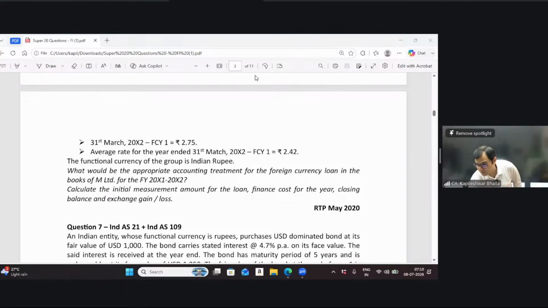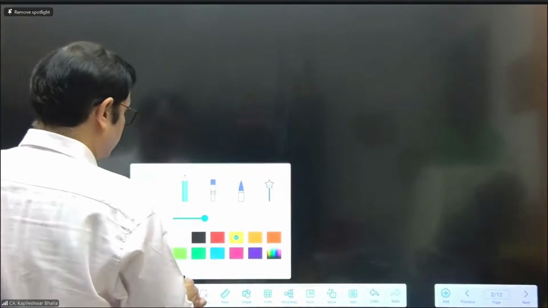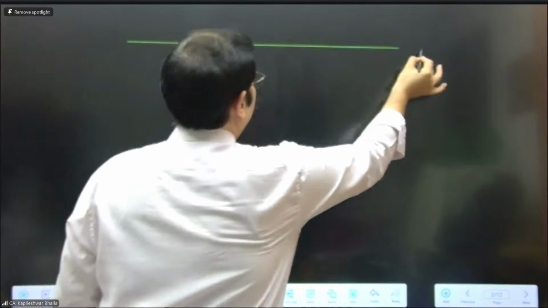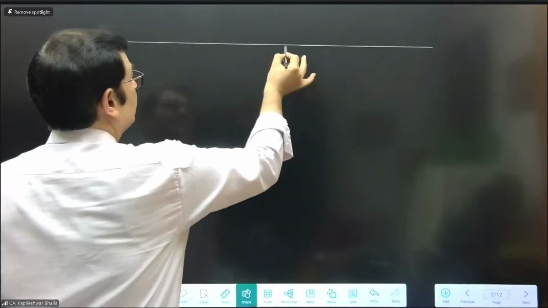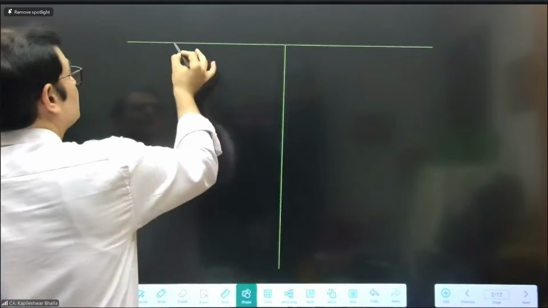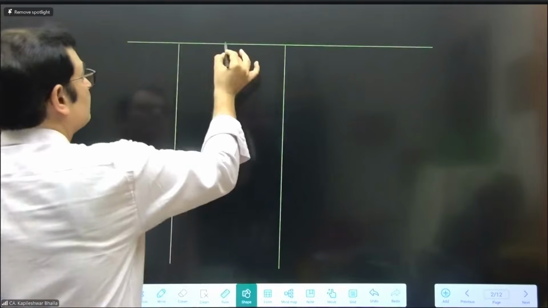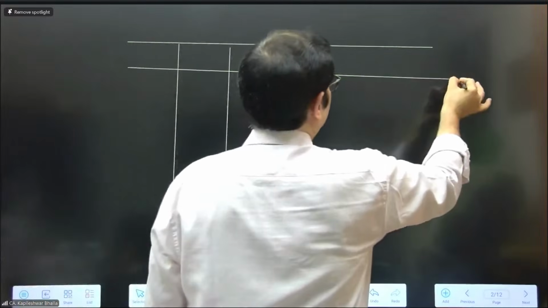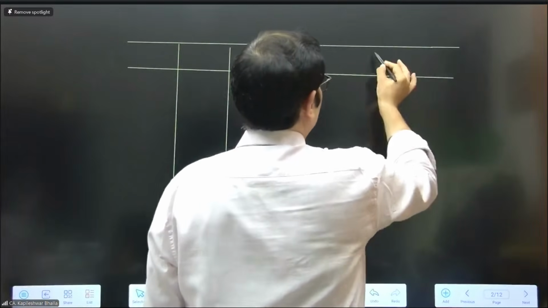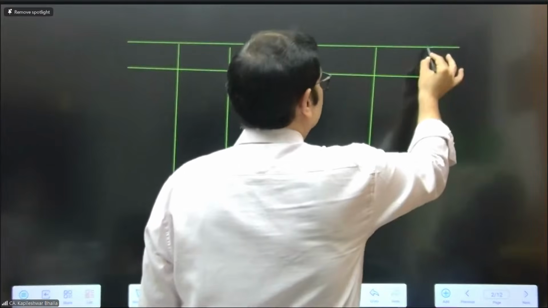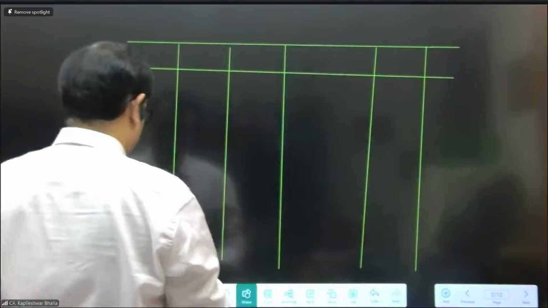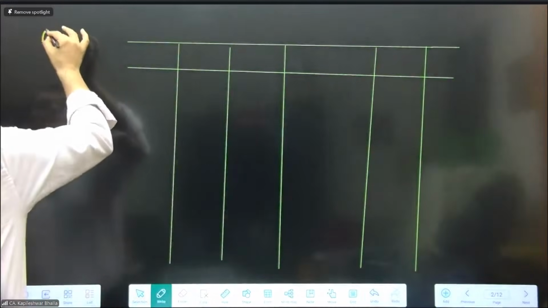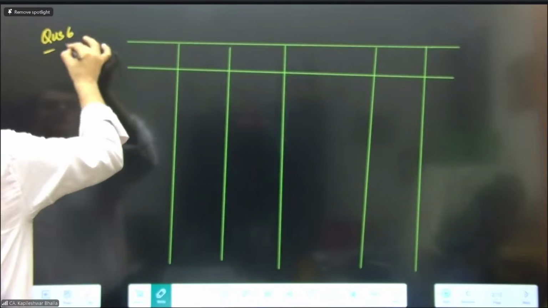Now let's begin with the inputs. First we're going to make a ledger account. And I would advise that when you're making a ledger account, make 2 columns in this case, because one column we'll take for the foreign currency and the other one we need to convert into the functional currency. So that is the answer to question number 6.